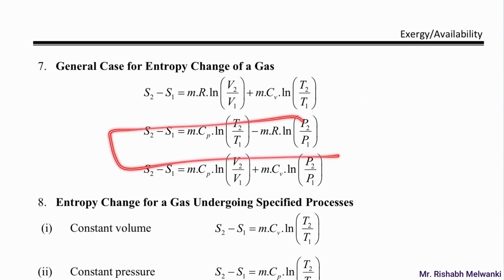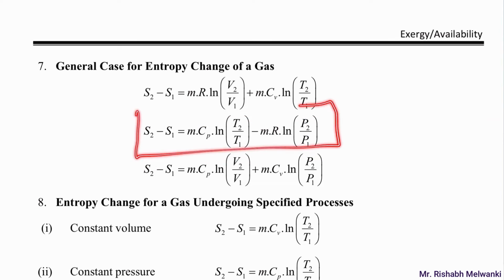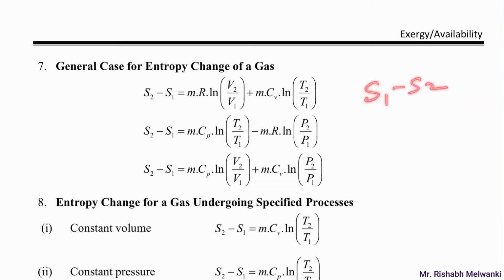Second one. Okay, so in this way you have to select the equation. This equation I will use to find s1 minus s2. Now what do I have to find? I have to find small s1 minus small s2. But here it is given capital S2 minus capital S1. This is the difference of entropy.